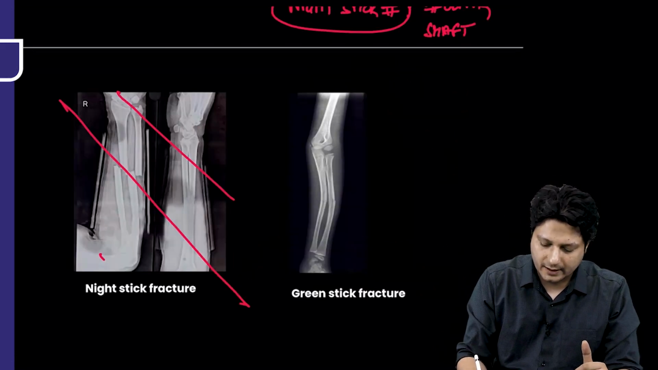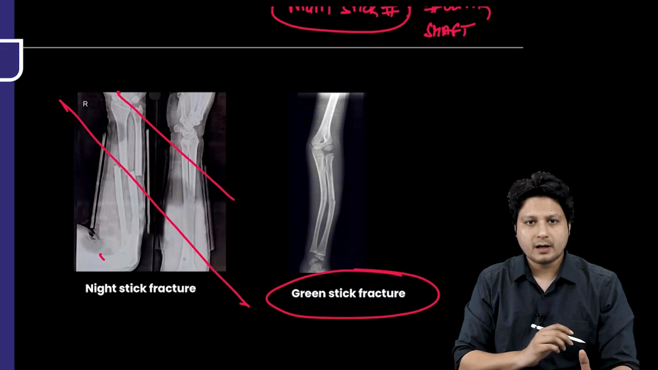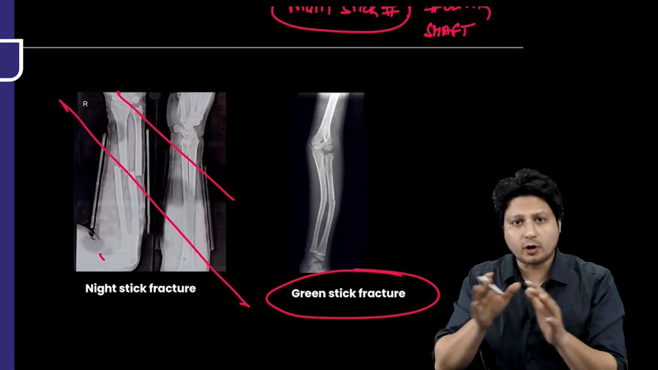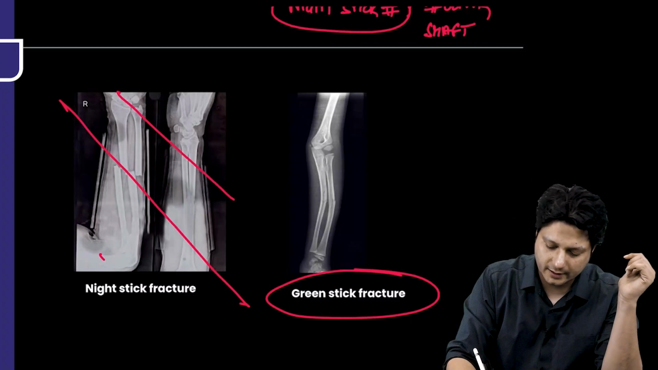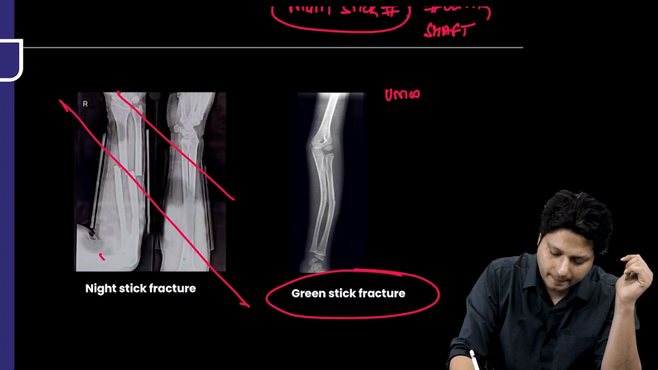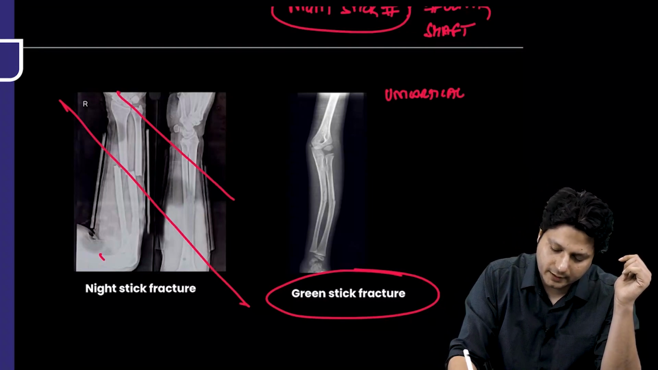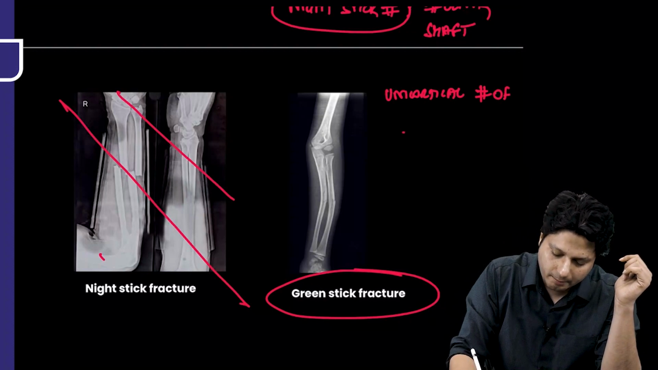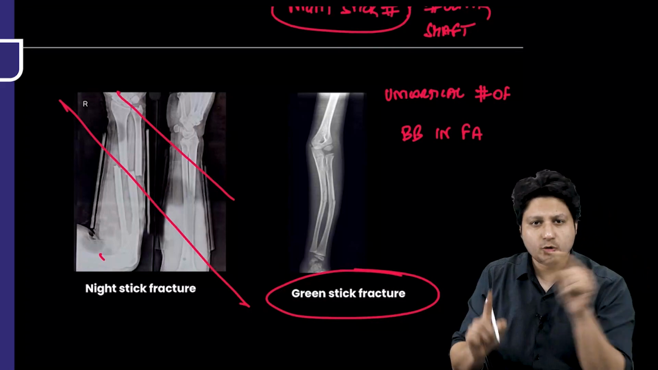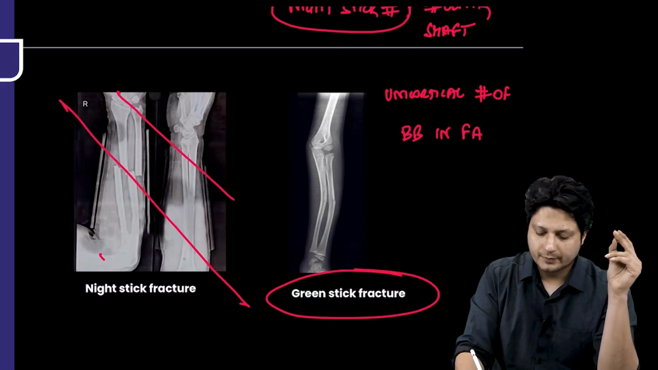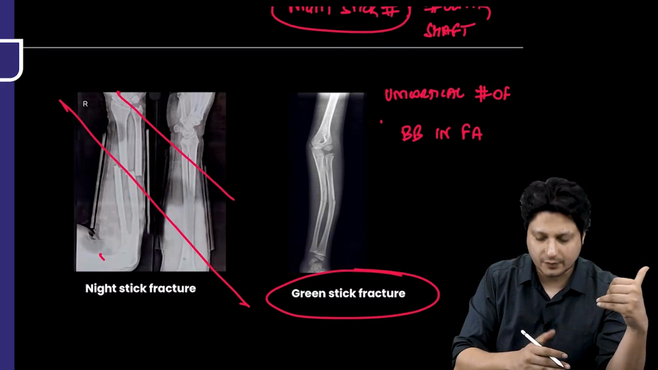All right. Now, what is green stick fracture? You have to write down the definition in order to understand the green stick fracture. It is a unicortical fracture of both bones in forearm. Unicortical fracture of both bones in forearm. That is the definition of green stick fracture.